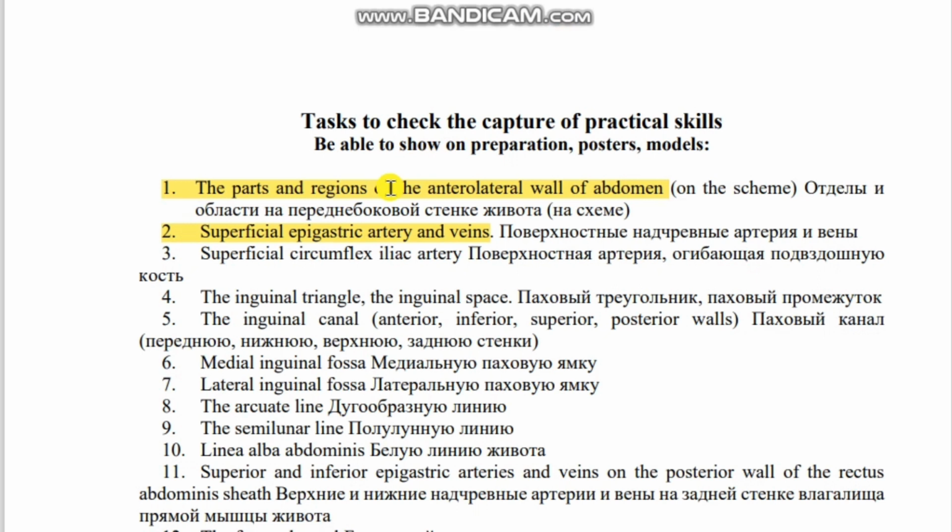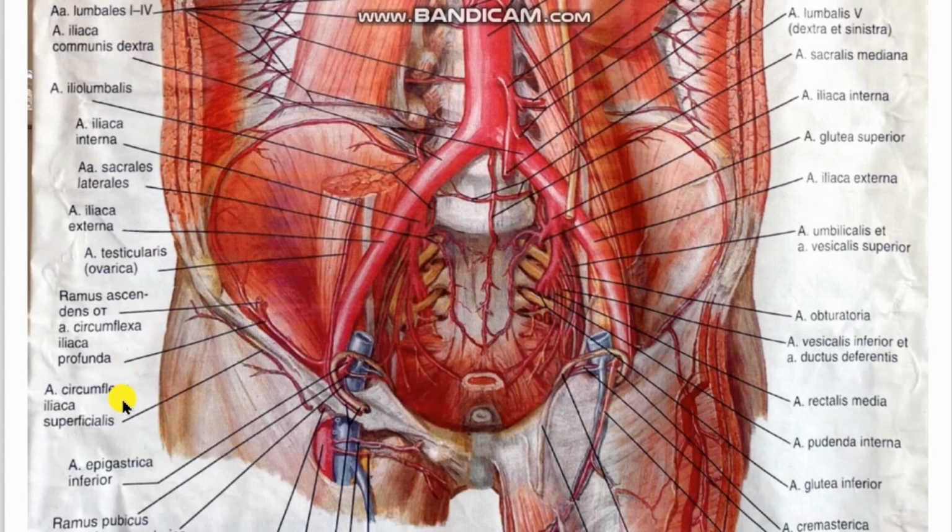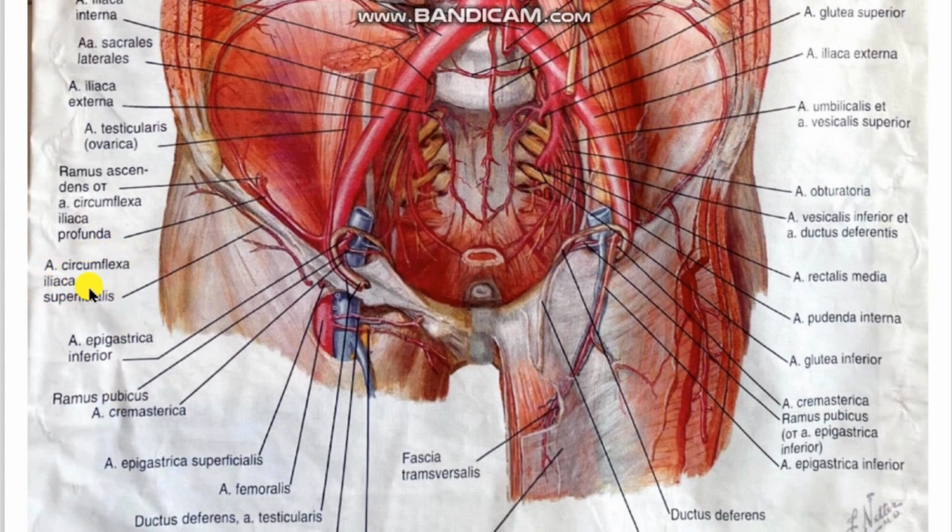Next we have the superficial circumflex iliac artery. Let's see. Here it is, written in Latin, arteria circumflexa iliaca superficialis. You can see it is the smallest cutaneous branch of the femoral artery. It arises close to the superficial epigastric artery that we discussed previously. See this one, it's very close to the epigastric superficialis.